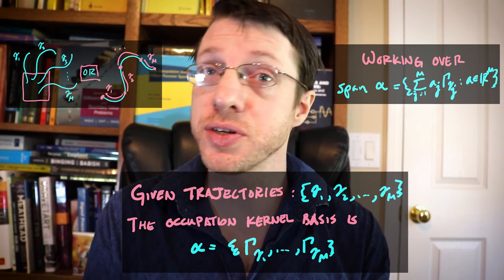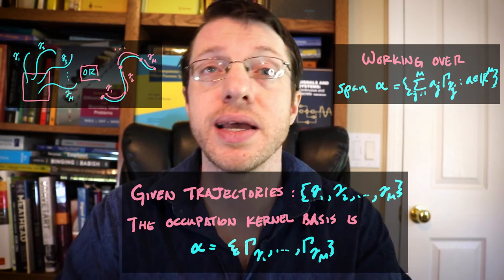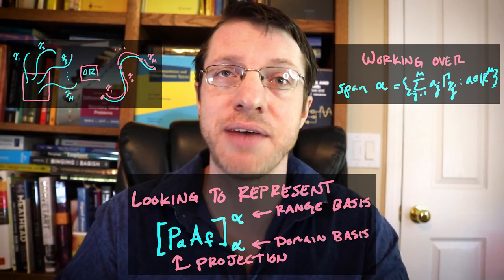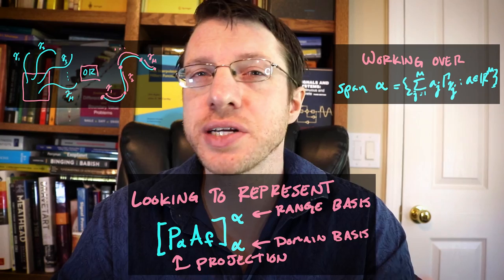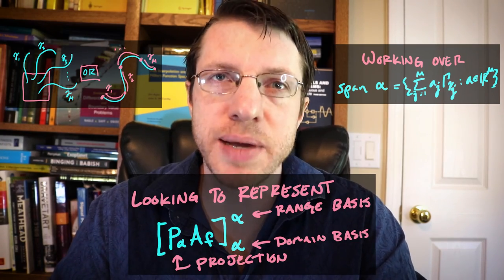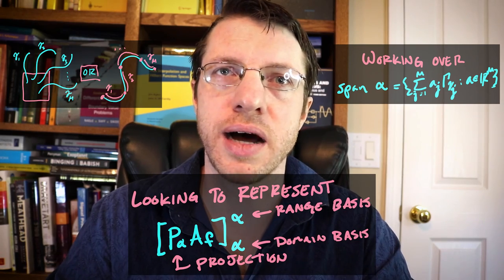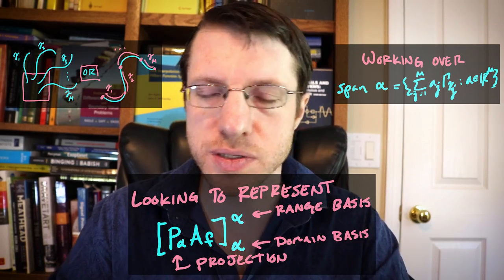So we have a finite dimensional space spanned by our occupation kernels, and we're going to take a look at the Liouville operator there. But we want to make sure it maps back to that space, which means we need to do a projection after the fact. We are technically doing a projection before and after, but the projection beforehand doesn't do anything to the space. And so what we're going to do is apply the Liouville operator to these occupation kernels, and then project them back onto the span of occupation kernels.